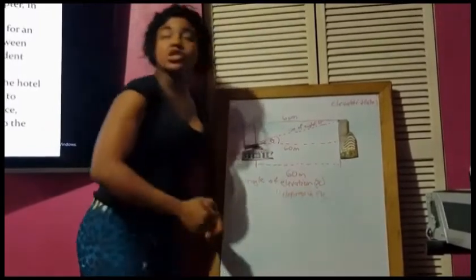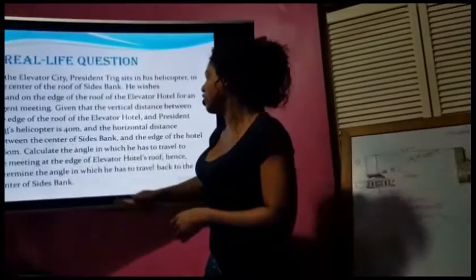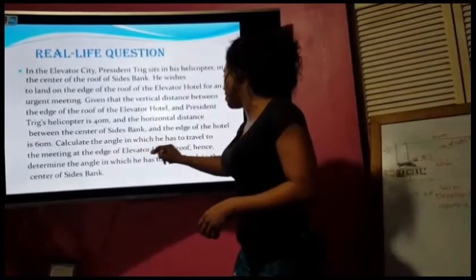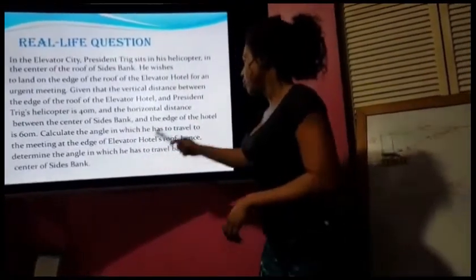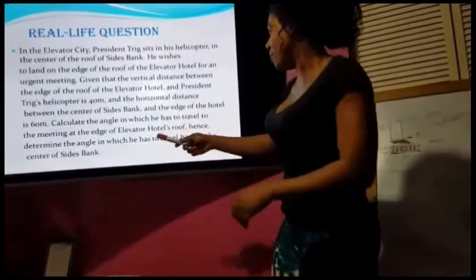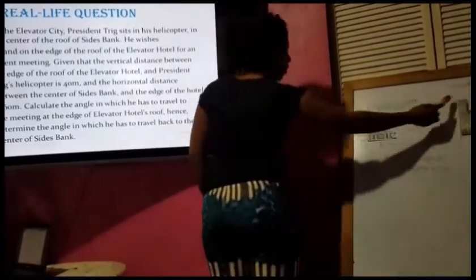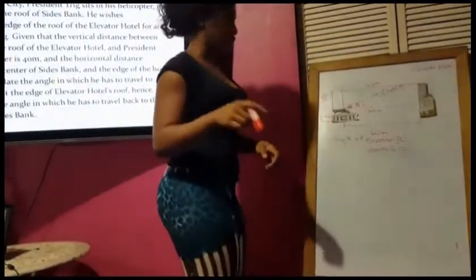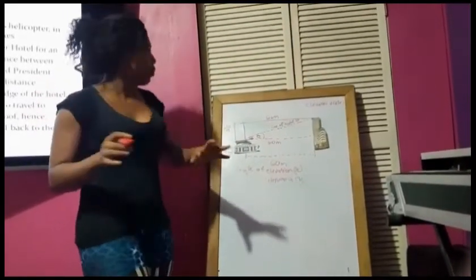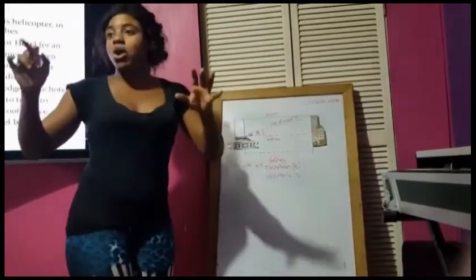So the angle of depression, which is Y, right? So the question is telling us to determine the angle of elevation and depression. As it mentioned, calculate the angle at which he has to travel to the meeting at the edge of the elevator hotel's roof, right? Which is the angle of elevation, and hence determine the angle at which he has to travel back to the Sides Bank, the angle of depression. Alright. So now, given that we put in the dimensions, this is where we find it. We're going to use SOHCAHTOA, right?